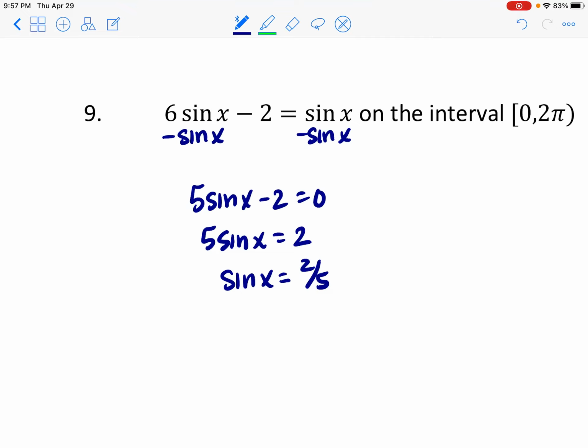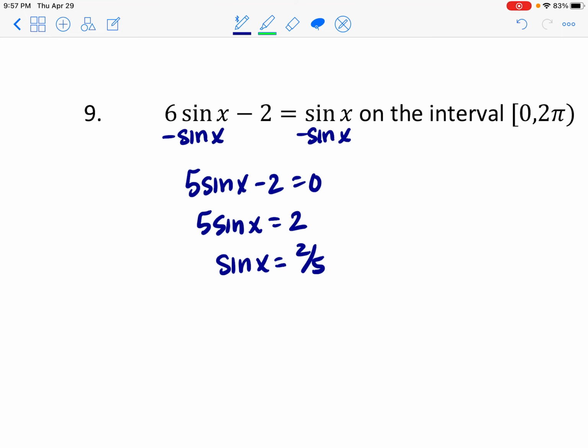Now 2/5 is not going to be a place on our unit circle. So let me just draw this out to make sure I don't miss anything. I know I could take the inverse sine, but I just want to make sure I'm not missing anything. Okay, so think about what's happening here. Let me draw this kind of nicely here.